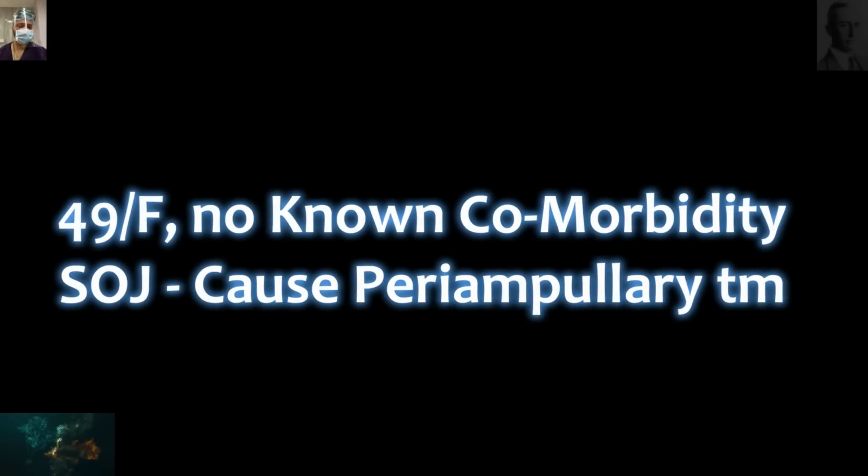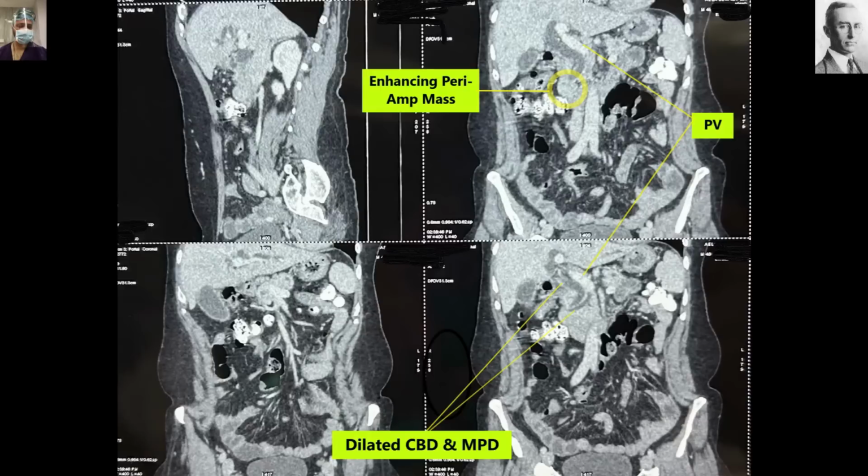So the patient in which we will demonstrate the pancreaticojejunostomy in this video was a 49-year-old female with no known comorbidity. She presented to us with surgical obstructive jaundice and the cause was periampullary tumor.